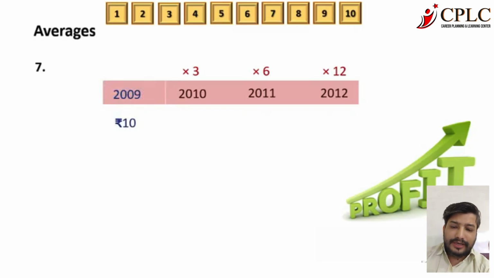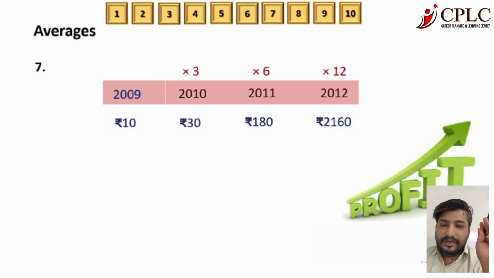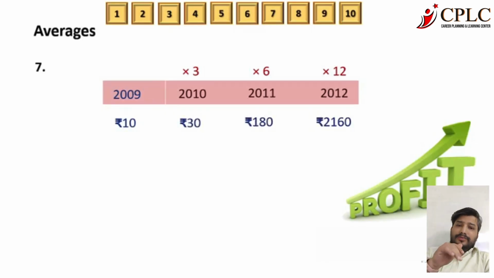So let's assume the numbers. Let's assume that the original data, whatever was the profit in the previous year, 2009, became 3 times in 2010. Just for simplicity, I am assuming the number to be 10 rupees profit in 2009. So in 2010 it became 3 times, that is 30 rupees. In 2011 it became 6 times, that is 30 times 6, which is 180 rupees. And in 2012 it became 12 times, which is 180 times 12, which is 2160 rupees. These are the original data points.